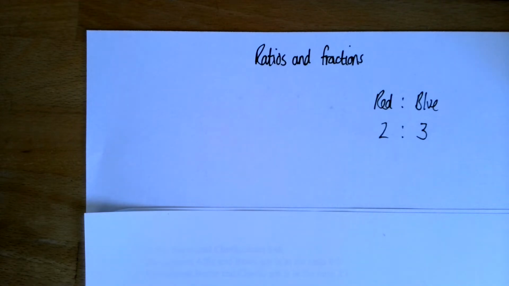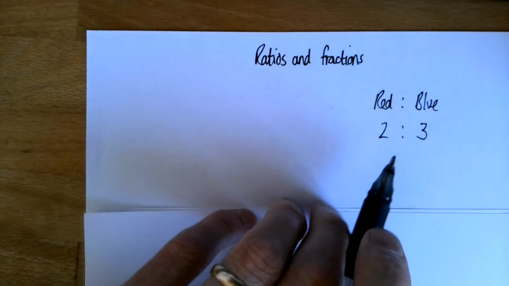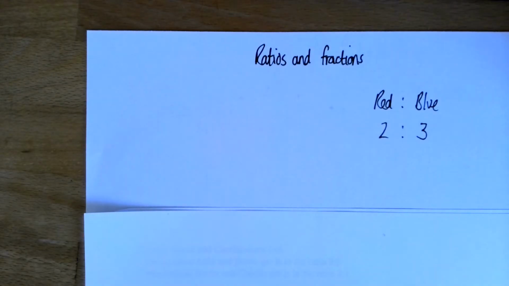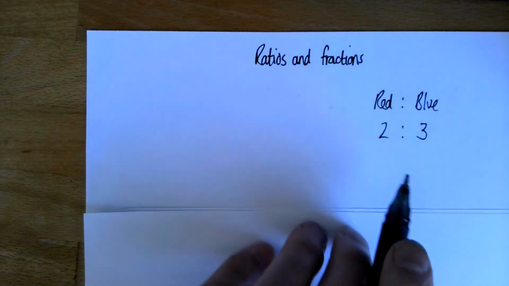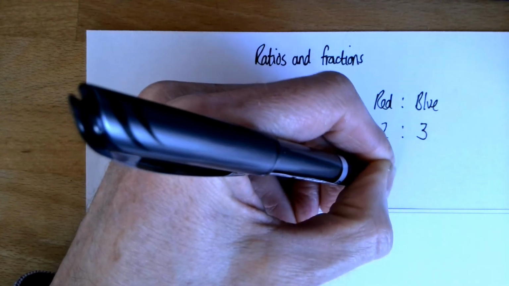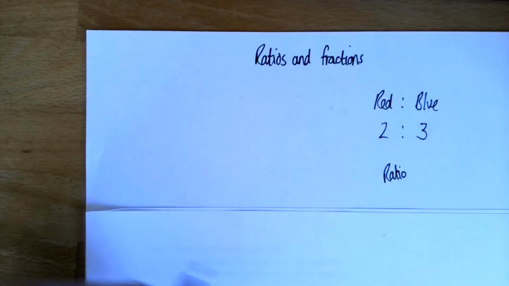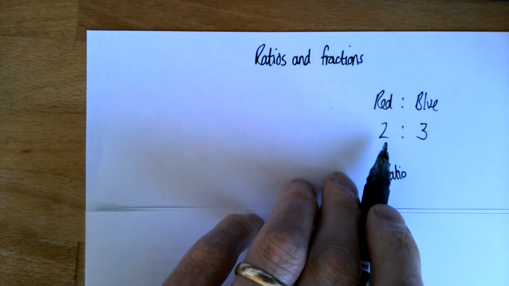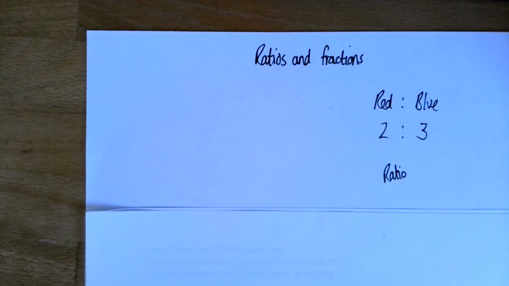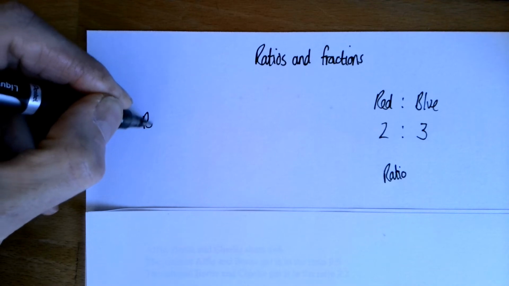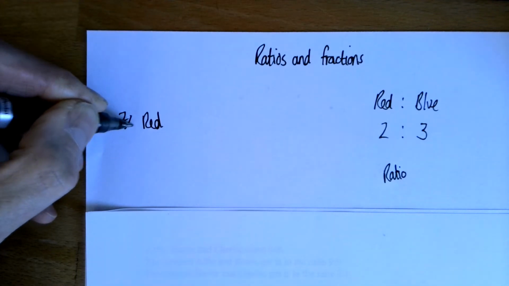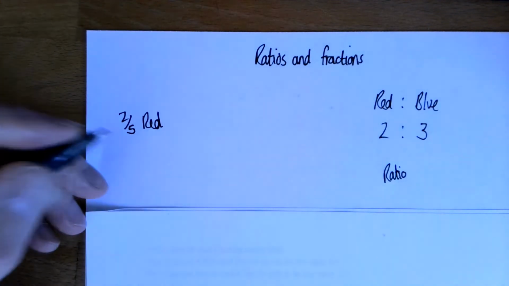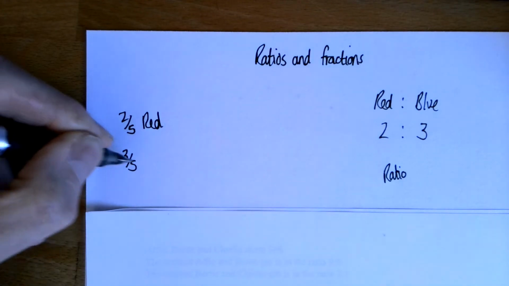Okay, so moving on, I want to talk about ratio and fractions today. So let's say we're mixing some paint, and we're mixing 2 colours in the ratio 2:3. 2 parts red, 3 parts blue. So this is a ratio that describes the mixture, but I can also describe that mixture using fractions or a percentage. I've got 5 parts altogether, so I can say that 2/5 of that paint is red and 3/5 is blue.